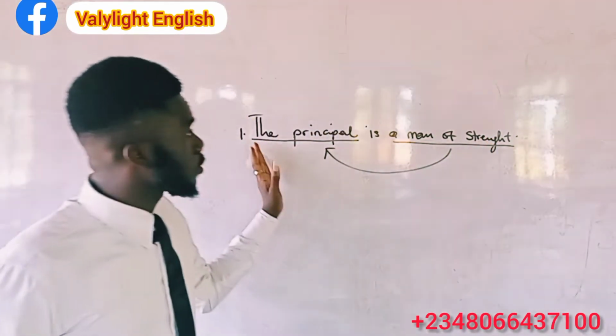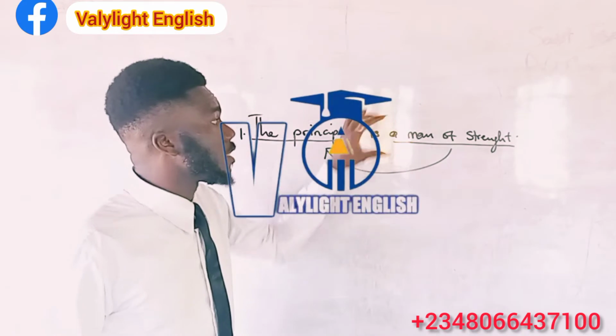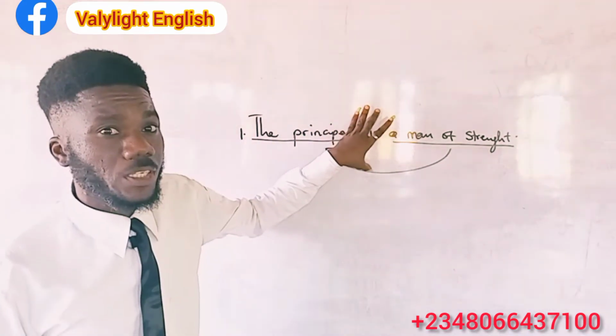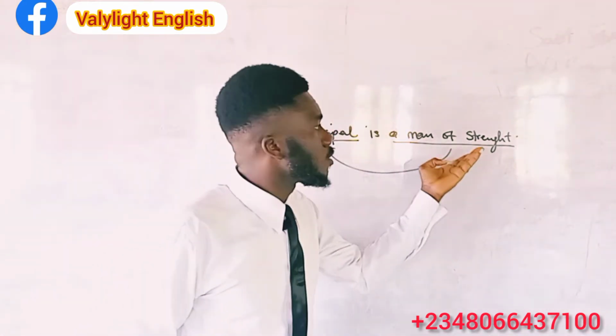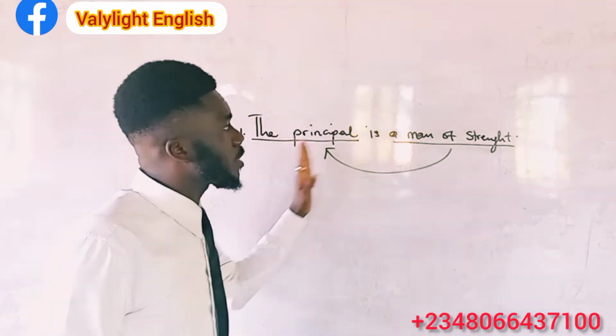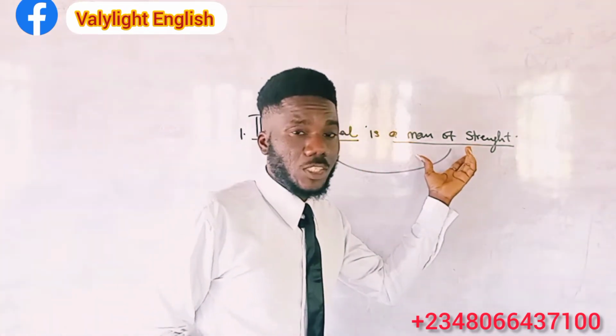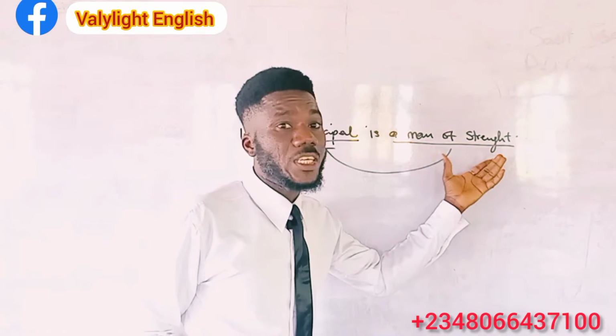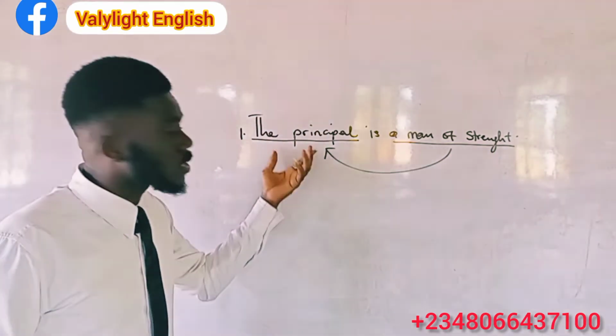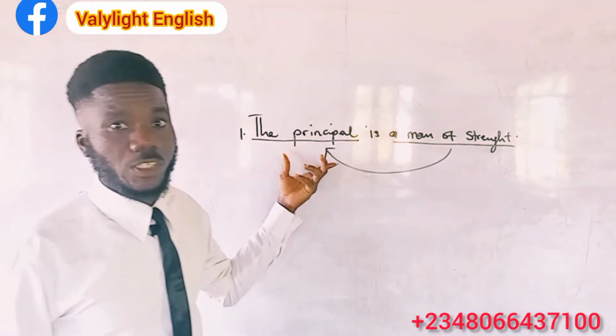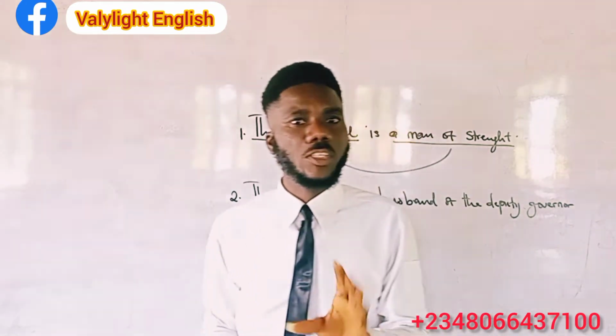No, because what you have here is the principal, the subject, as a being word, not as an action word. Now, you have a man of strength talking about the principal. So you have the subject, the verb, and then the subject complement, meaning that the group of words you see here give you more information about the principal, the subject of the sentence. But consider the sentence number 2 that we have here.